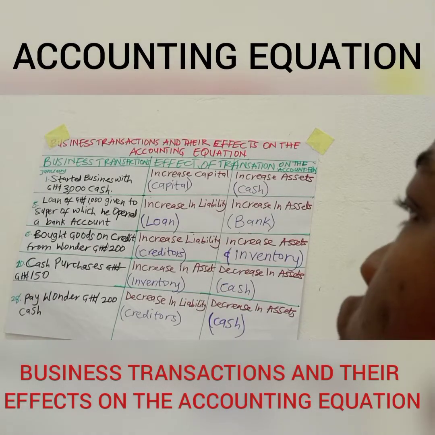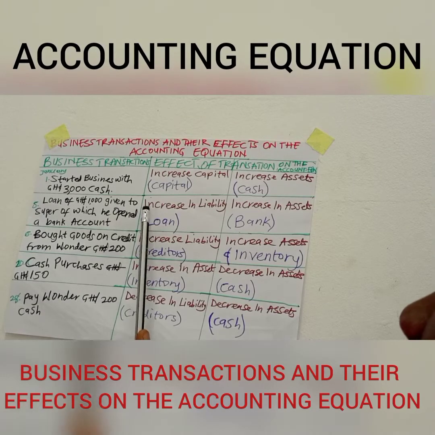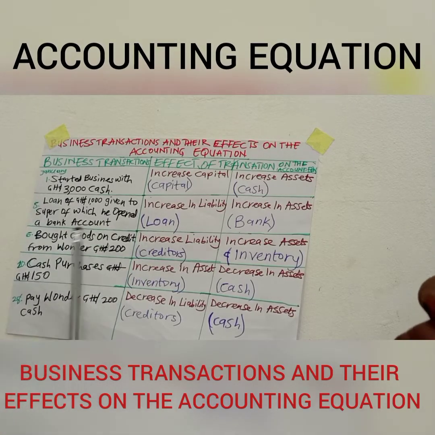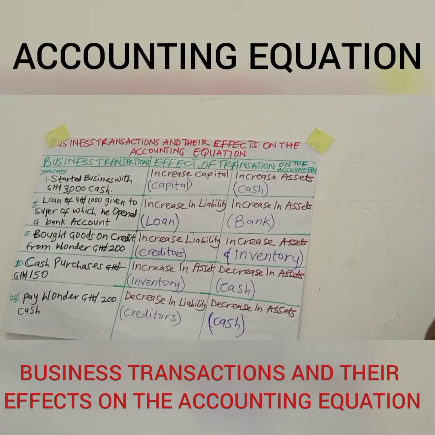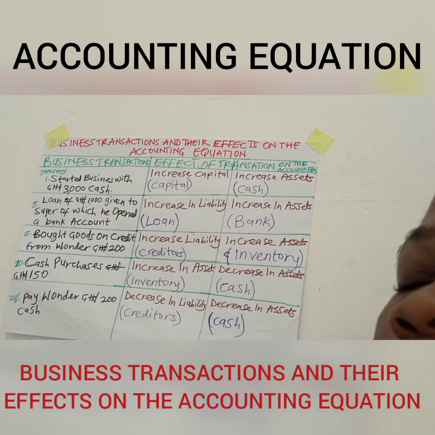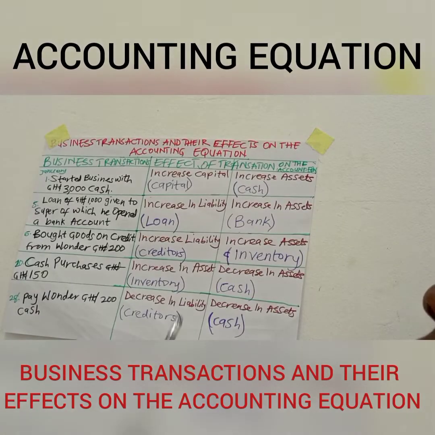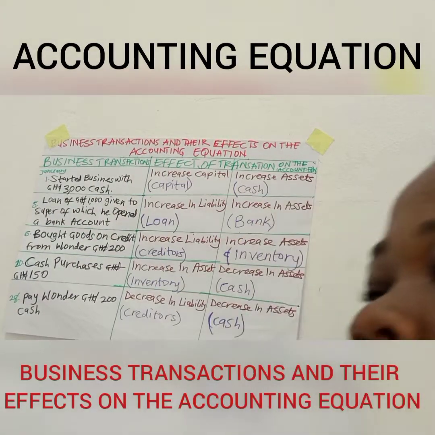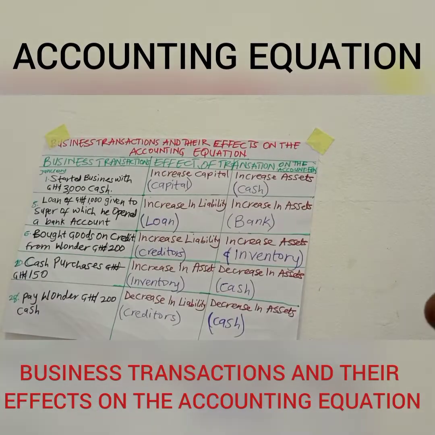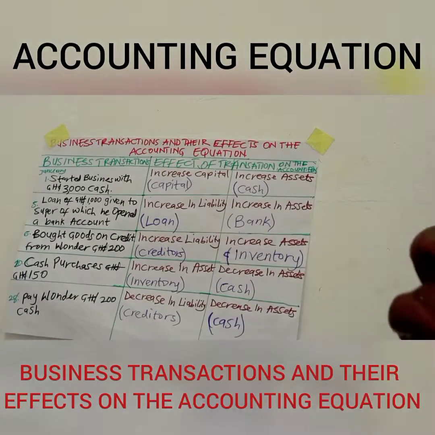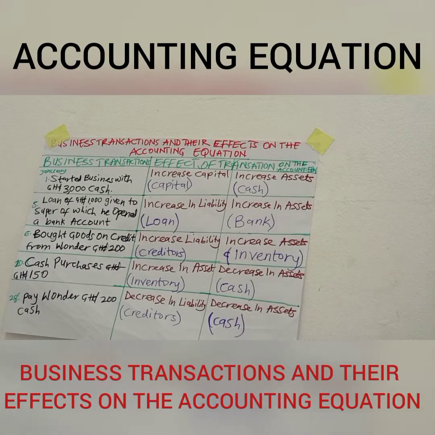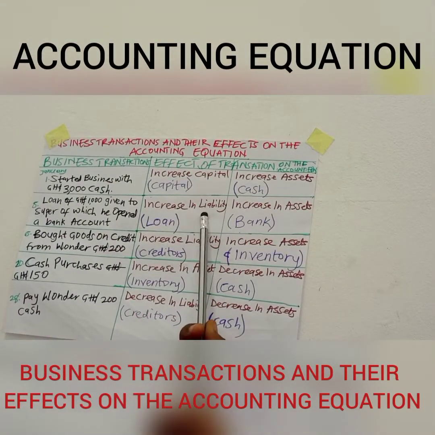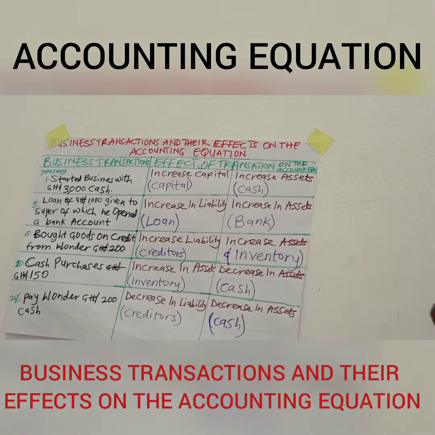So on the 5th, a loan of 1,000 Ghana cedis was given to Super, and she opened a bank account. Yes, she went for a loan, and when you go for a loan, it becomes an obligation to you. That is a liability. And then she opened a bank account, and the bank account is also an asset, and she placed the money there. So your bank account value will increase, and then your liability, the amount you owe to other parties, will also increase. So that is why we have increase in liability and increase in assets.